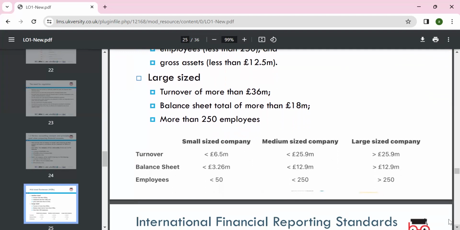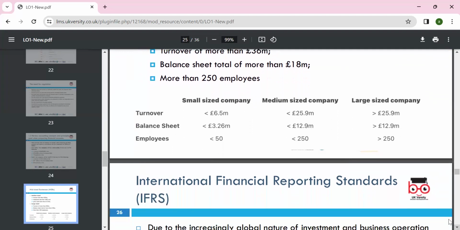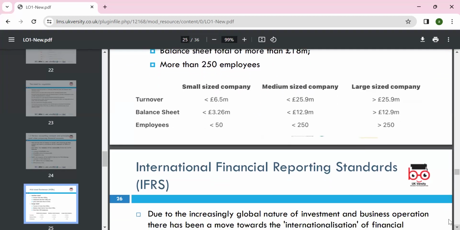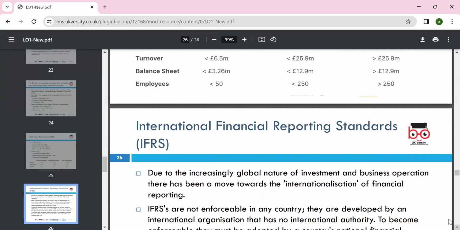Small, medium enterprise turnover, medium size, we can look around, and large and micro is of course less than 10 employees. So the balance sheet, of course, which is 3.26 million, 12.9 million, and 12.9 million are greater than that or less than that. So we can look around these. Employees 50, 250, and greater than 250.